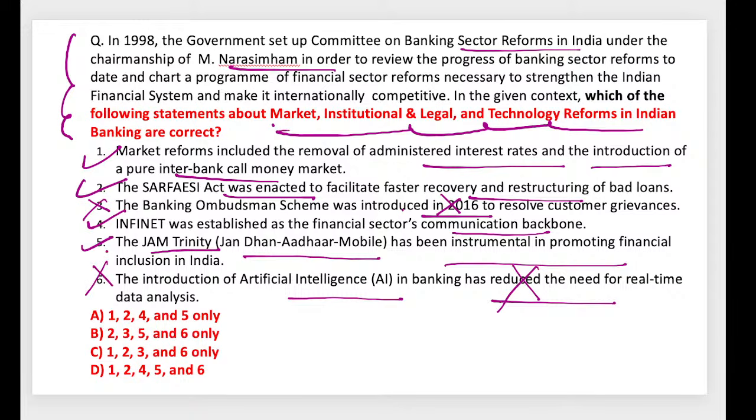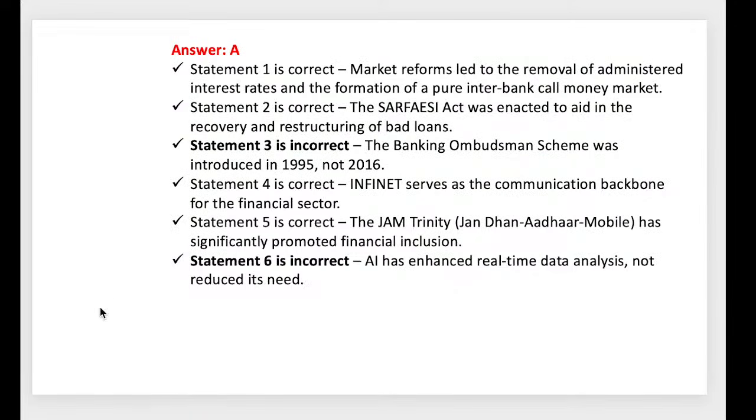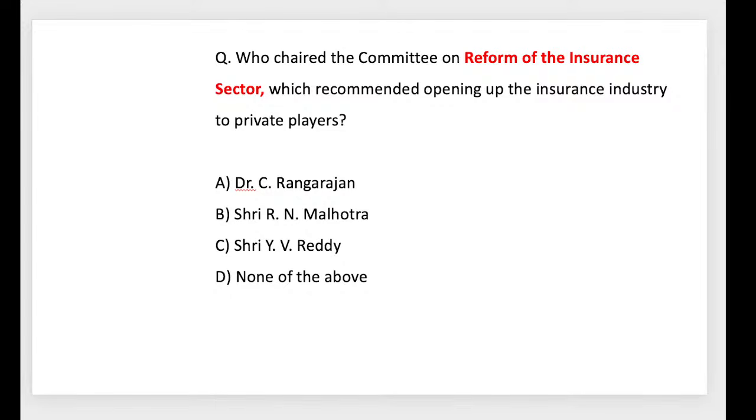So now tell me, what is the answer? A. Okay, Vinod sir, Tanmay sir, Manjunath sir are saying A. A means, so what is the difference between A and D? 5, 6 also right, guys, sorry, 6 is wrong. It does not reduce, it increases. The introduction of artificial intelligence in banking has reduced the need for real-time data analysis, but it increases the overall data analysis. It should be A only. I'll also go with option A. It enhances data analysis basically. AI enhances real-time data analysis, not reduces it. Okay, next one guys. This was the question from your May examination.